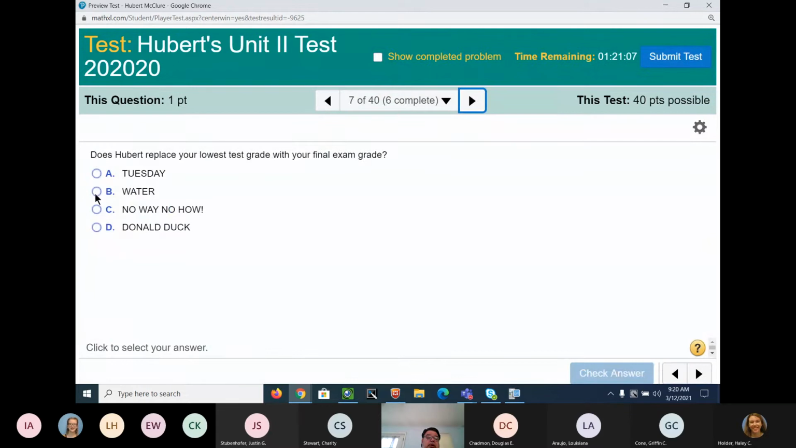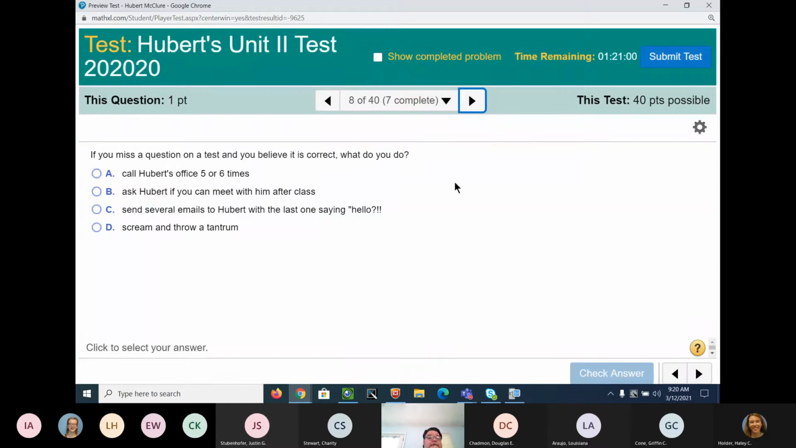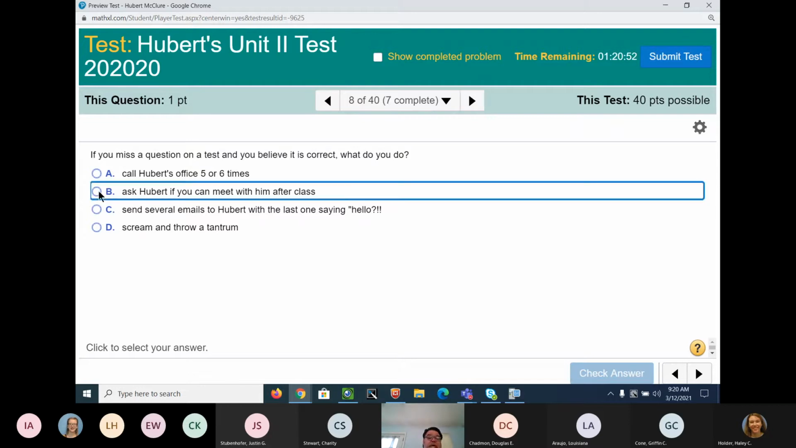And that would be what? No way, no how. If you miss a question on a test and you believe it is correct, you should send several emails with the last one saying hello.